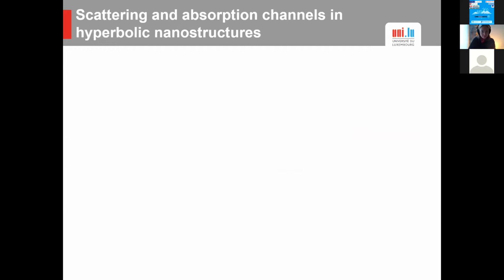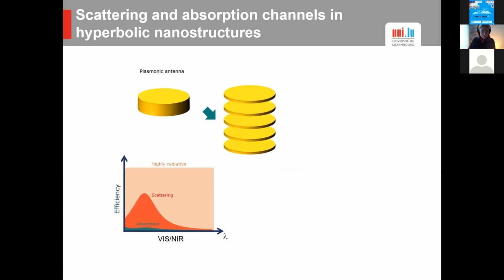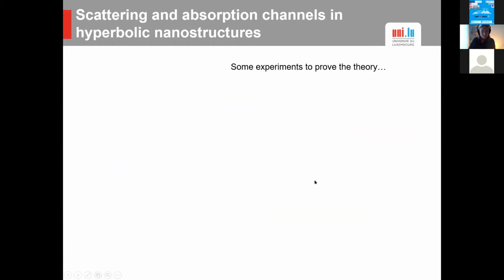So with our approach using hyperbolic nanostructures, if we start from a plasmonic nano antenna, we have an overlap between absorption and scattering. But if we cut this antenna and make it in this configuration, so we can build up multilayer nanostructures, we can actually separate the scattering and absorption channels.